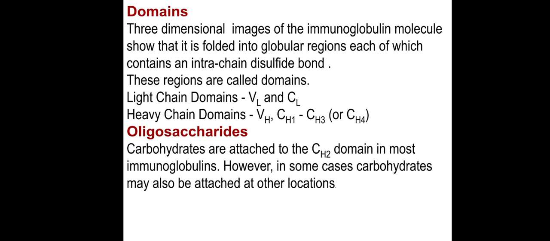The constant heavy chain is polymorphous, that is, it exists in four forms: CH1, CH2, CH3 and even CH4. Up to CH4 we can see in the heavy chain domains. Carbohydrates are attached to the CH2 domain, that is, constant heavy chain 2, in the form of a two-structure domain. We can see it is made up of carbohydrate. However, in some cases carbohydrate may also be attached to other locations.